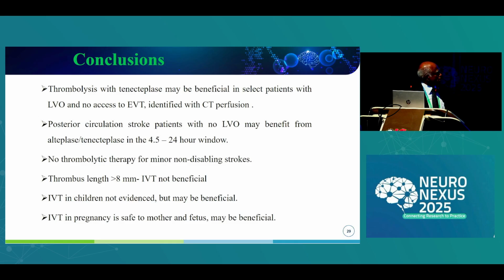No thrombolytic therapy for minor non-disabling strokes. I use the word no, as of now it remains no, but only with a rider. What is disabling, not disabling, the patient's occupation will decide. With thrombus length more than 8 millimeters, IVT may not be good. IVT in children, as of now, there is no evidence, but it may be beneficial. And IVT in pregnancy is safe for the mother and fetus, and may be considered in an appropriate setting.